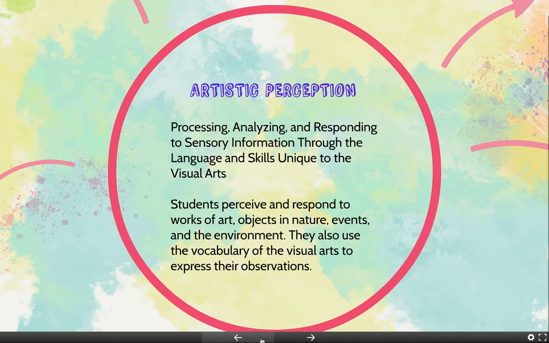All right. So those are just quick highlights of what I'm going to touch on tonight. But first off, we have artistic perception: processing, analyzing, and responding to sensory information through the language and skills unique to visual arts. Students perceive and respond to works of art, objects in nature, events, and the environment. They also will use vocabulary and visual arts to express their observation.